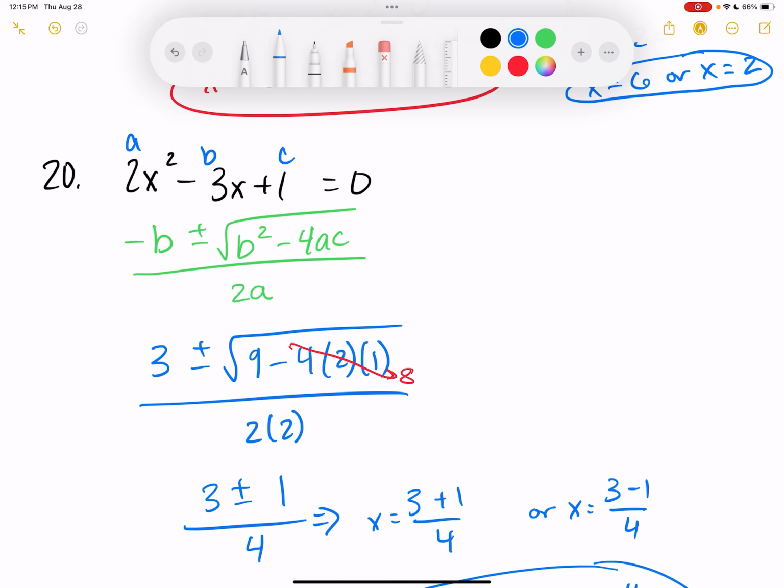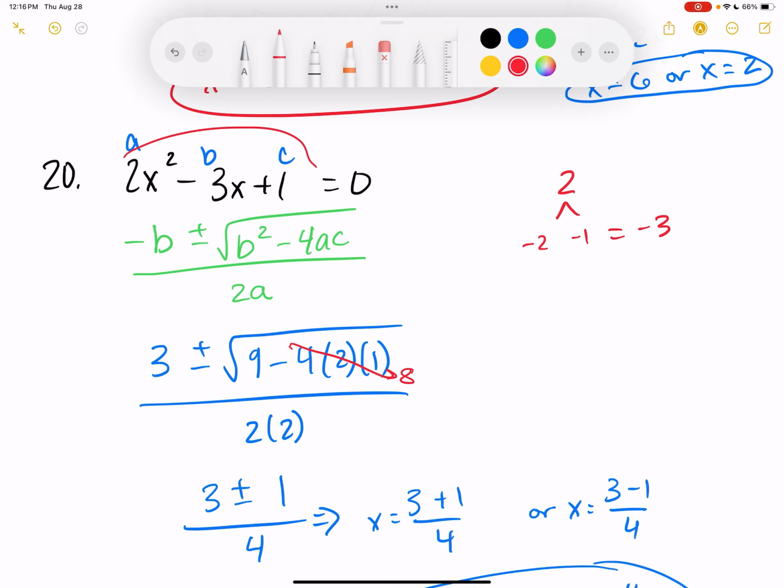I would just pair the 2 and the 1, but make them both negative. I forget how to factor if there's an A, so we would do the arch method. So 2 times 1, so factors of 2 that add up to negative 3 would be negative 2 and negative 1. Where does the negative 3 come from? The middle term. They have to add up to equal the middle term.